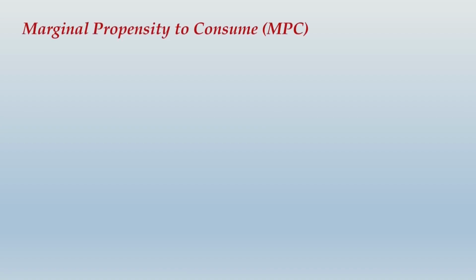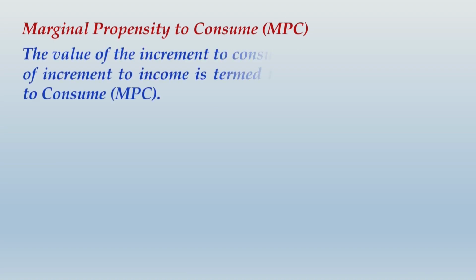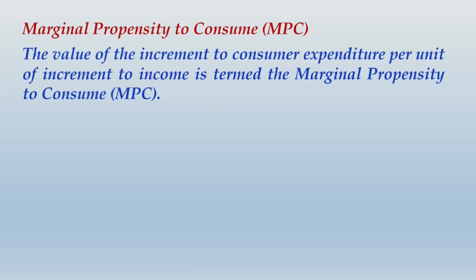Let us move ahead, and now we write something about marginal propensity to consume. The value of the increment to consumer expenditure per unit of increment to income is termed as the marginal propensity to consume. So B indicates the change in consumption per change in income. That means change in consumption divided by change in your income will be the marginal propensity to consume.